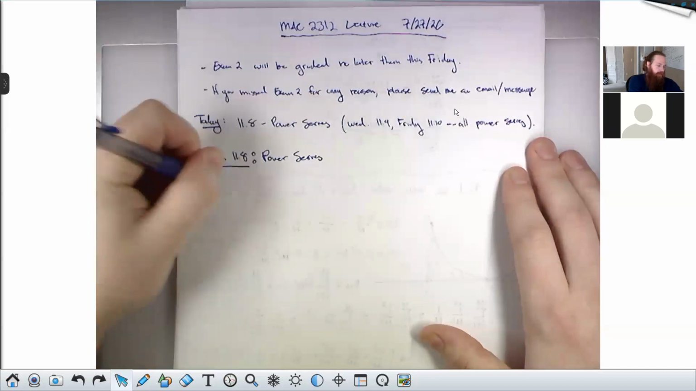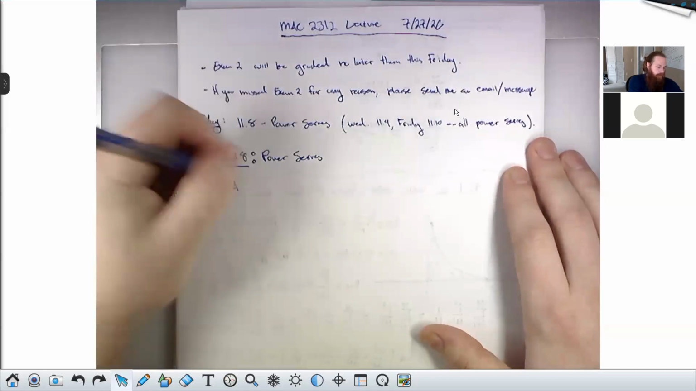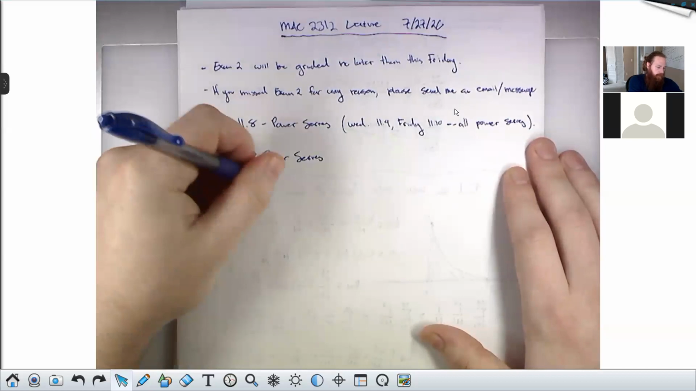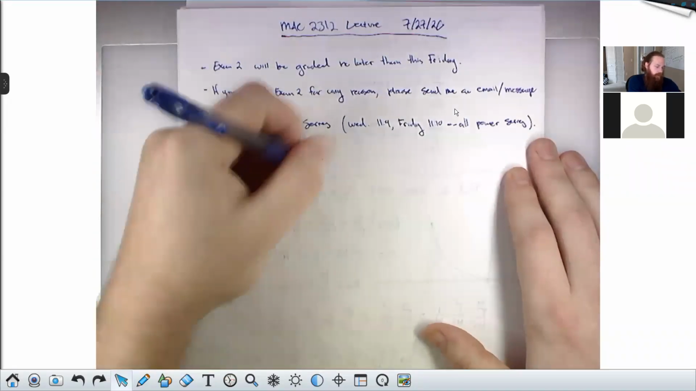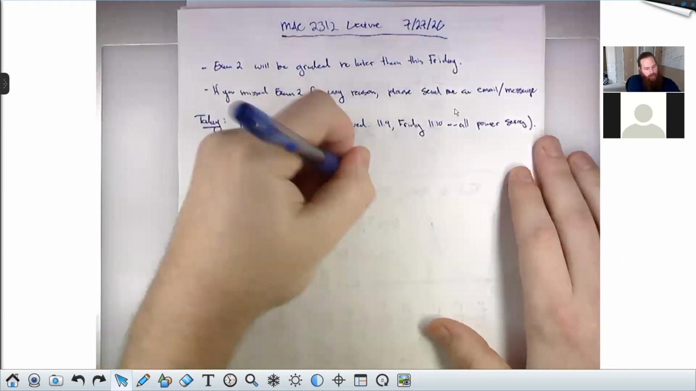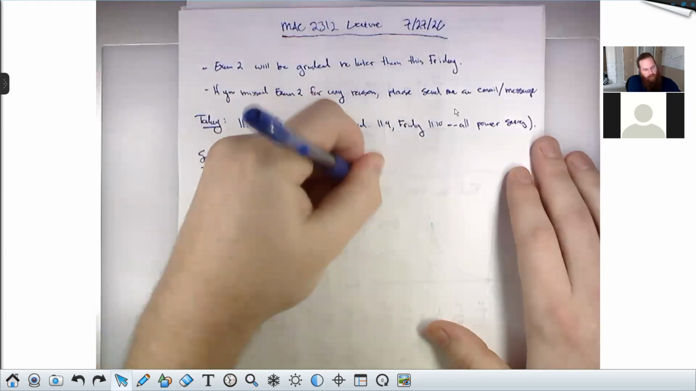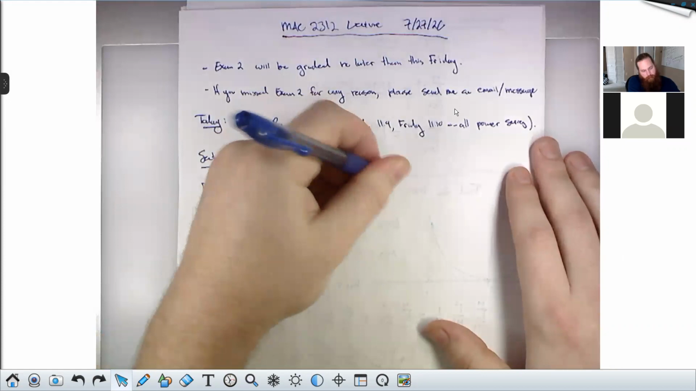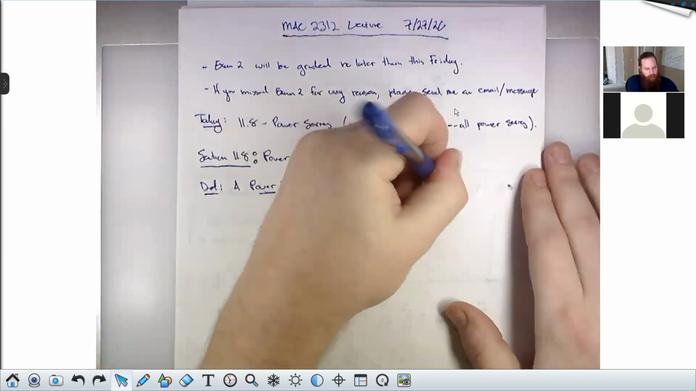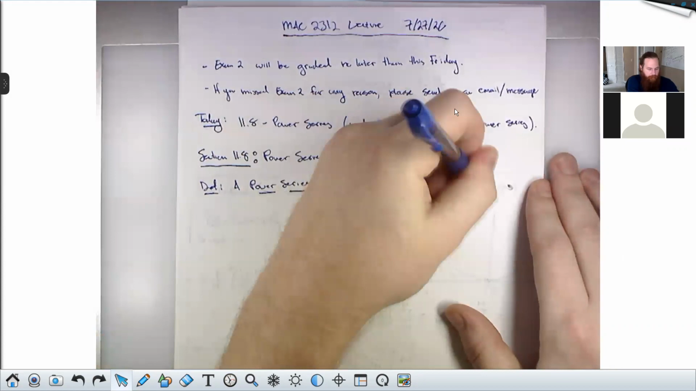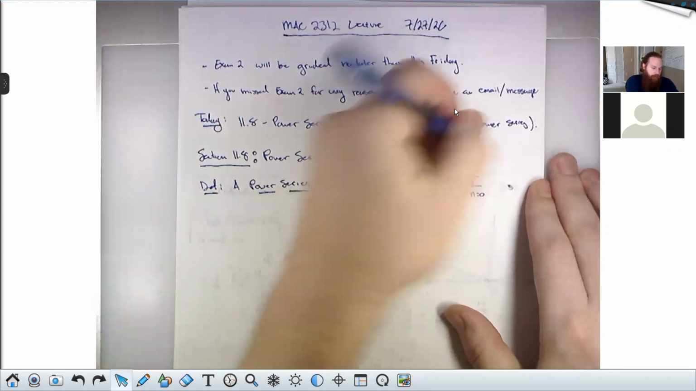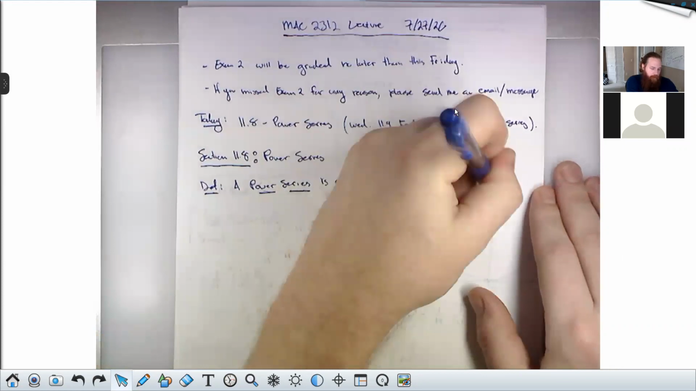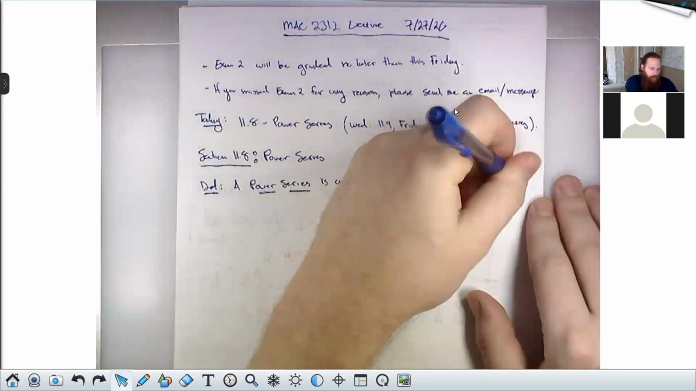The definition: a power series is an expression of the form sigma n from wherever to infinity, Cn times (x minus a) to the n.